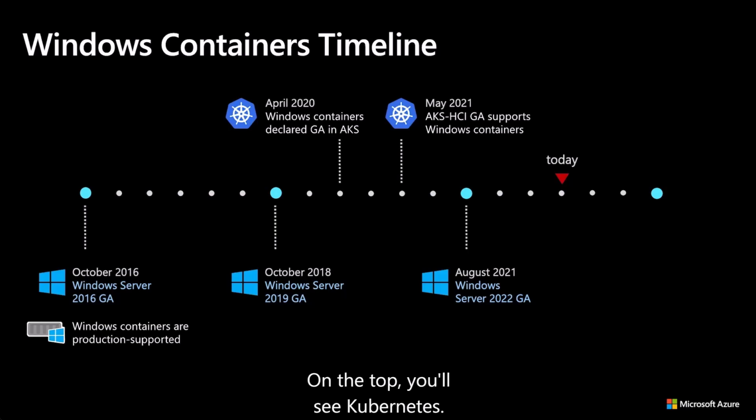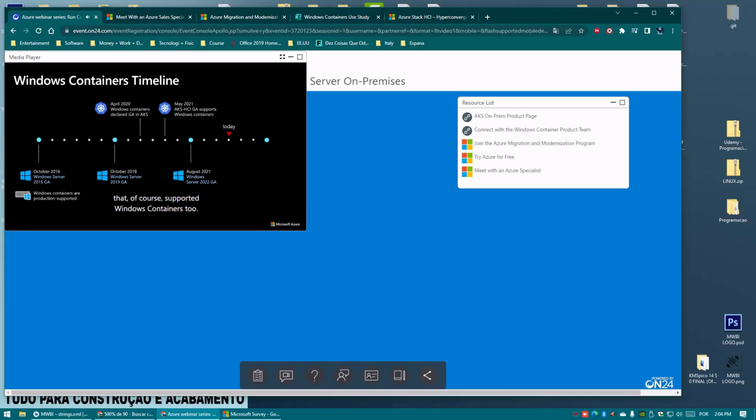On the top, you'll see Kubernetes. If you haven't heard of Kubernetes, it's a container orchestrator, and Raymond later is going to tell you all about why container orchestrators are so important to your business and how they play an essential role in your use of containers generally. So the important thing to note is, when did Windows containers become stable and supported in Kubernetes? That was around April of 2020, when we declared GA support of Windows containers in AKS in the cloud. And then later in May of 2021, when AKS HCI GA'd, that of course supported Windows containers too. So now we're sitting at April of 2022.